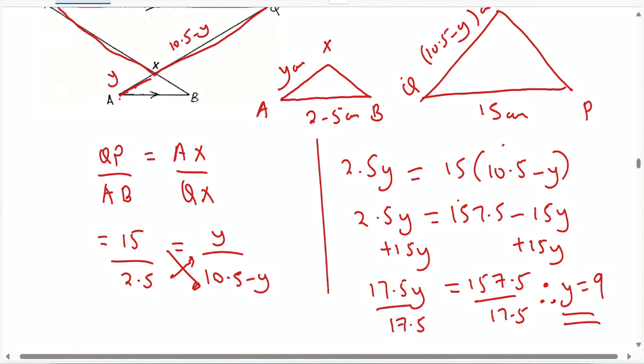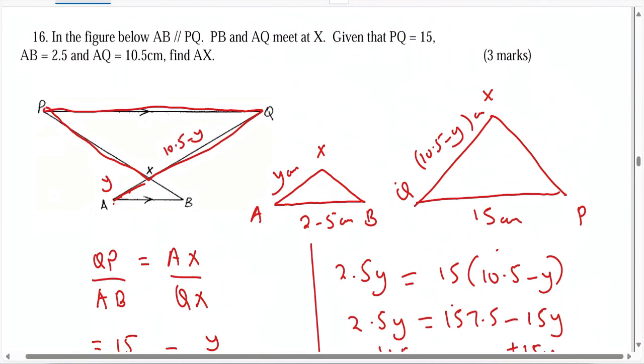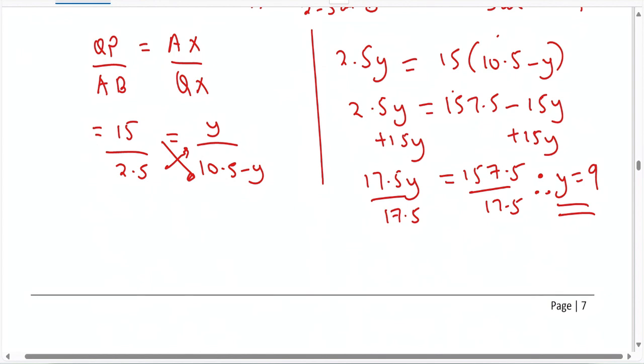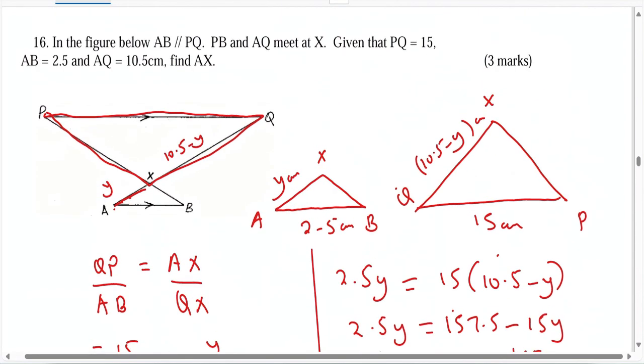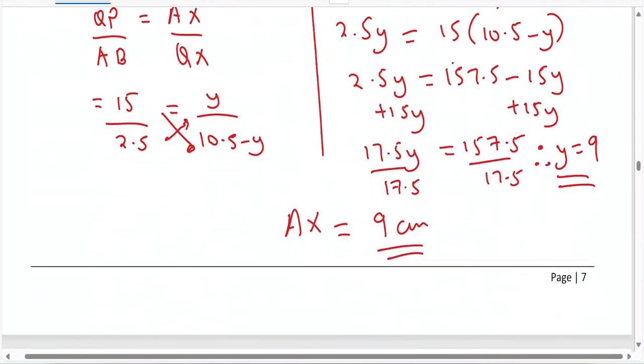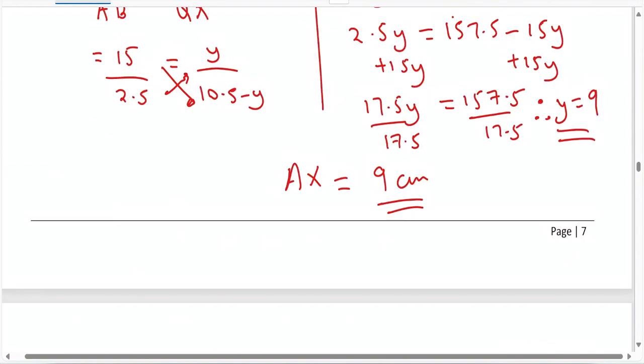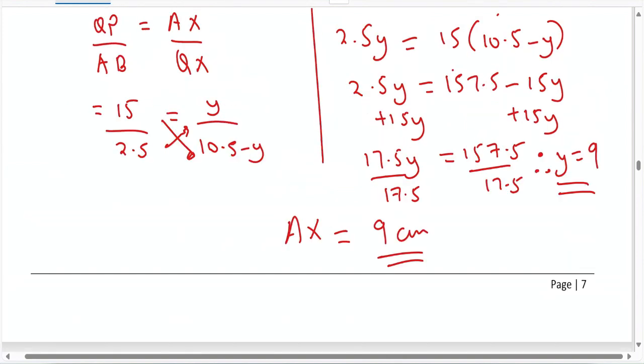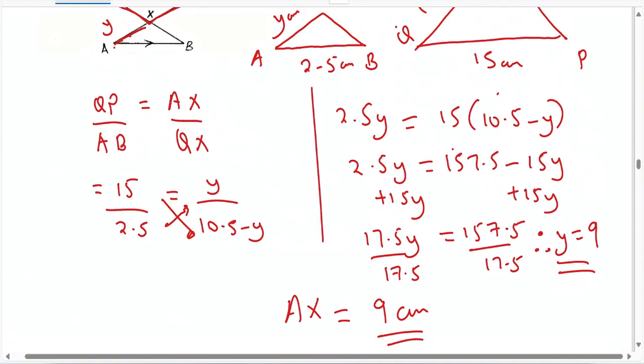Lakini swali imeuliza nini? Imeuliza find AX. So AX tayari tunajua ni 9 because AX ni Y. Bananas, mangoes lazima uwe specific. Yeah, naenda kwingine. Okay, nadhani tushamaliza section 1 for today.